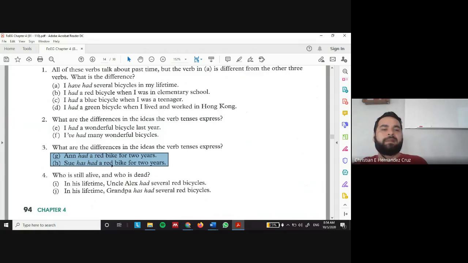We're talking about a red bike, and we're talking about 2 years. So there is specificity there. We're talking about different people now. Really, the bigger difference is between had and has had. Does anybody know what the difference implies?